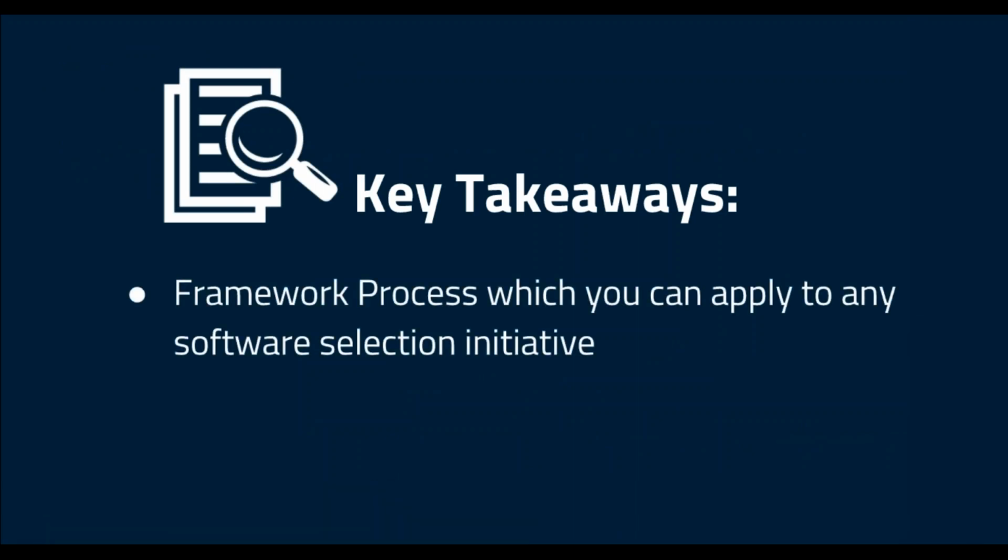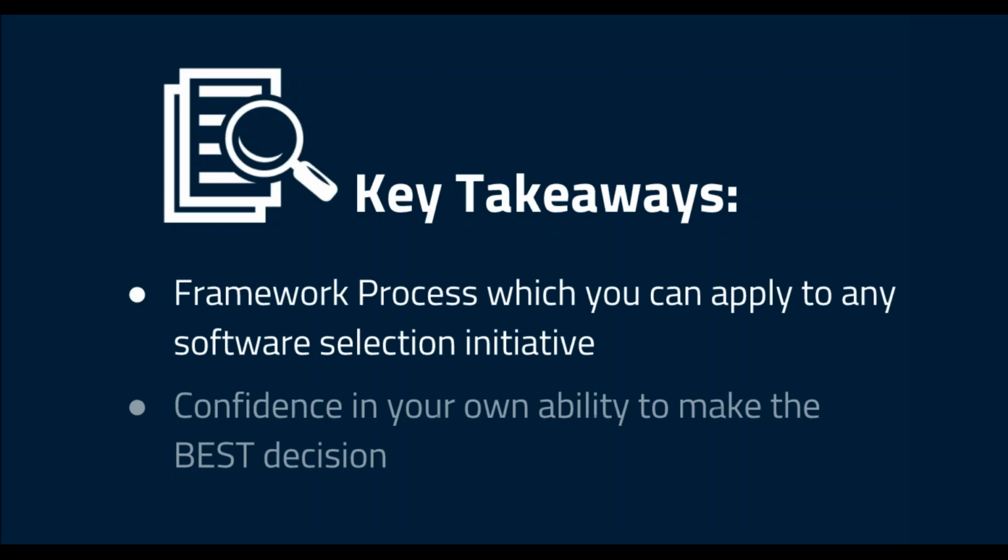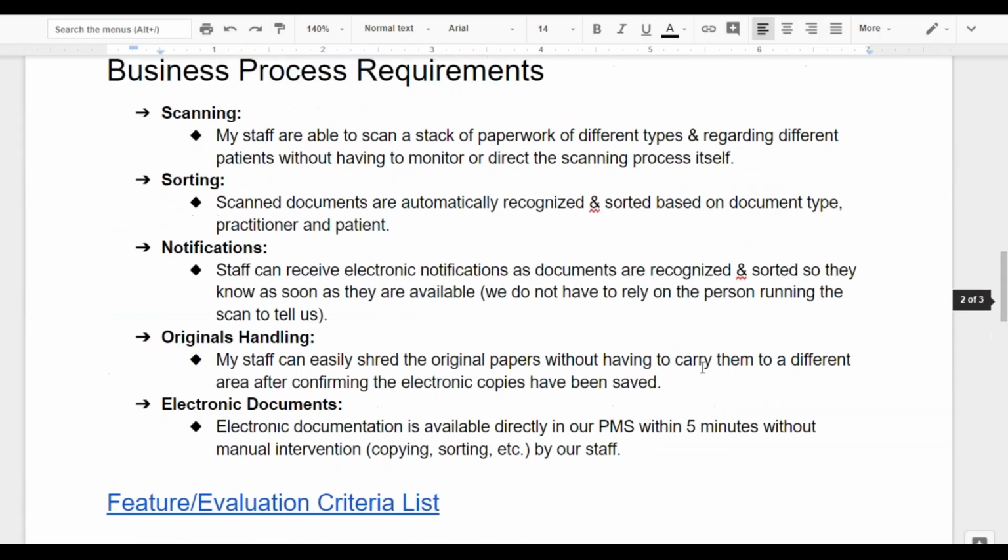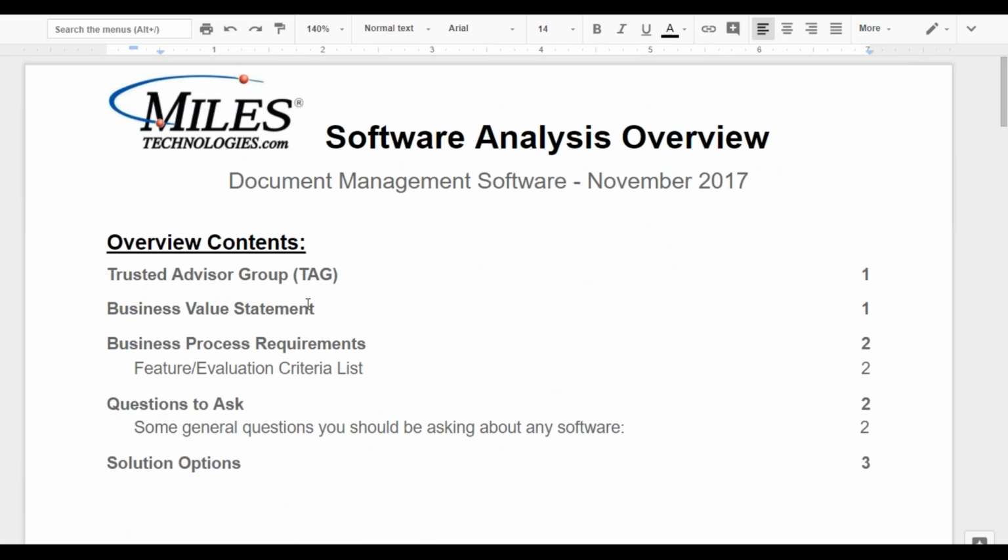All right, so just to recap, 2 key things. Hopefully this has given you a framework that you can apply to any software selection, and that you could be a little more confident going in, doing the right preparation, having your trusted advisor group with you the whole way through, having that document, that this is your nice outline now, that I've got everything written into the same place: trusted advisor group, business value statement, how do I want the process to run, what questions are important to me, what are my options, and I've got my comparison chart. So I've done my homework, and I know I'm going to pick the right solution at that point.